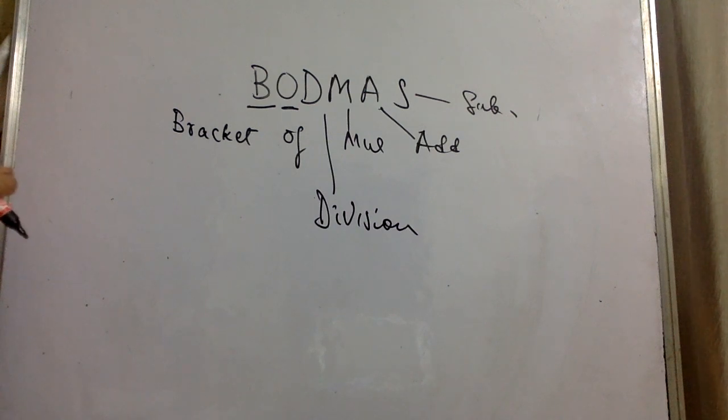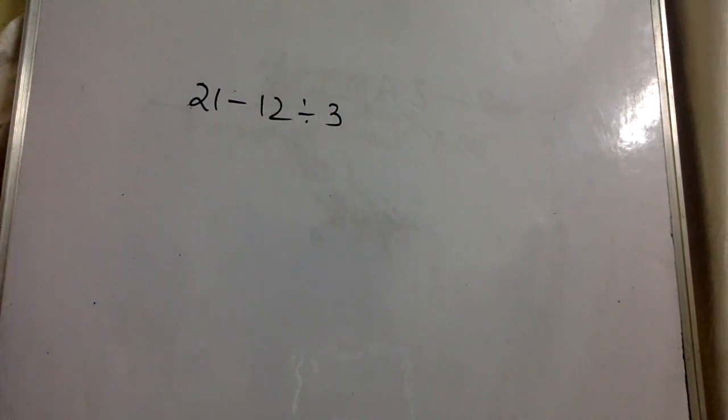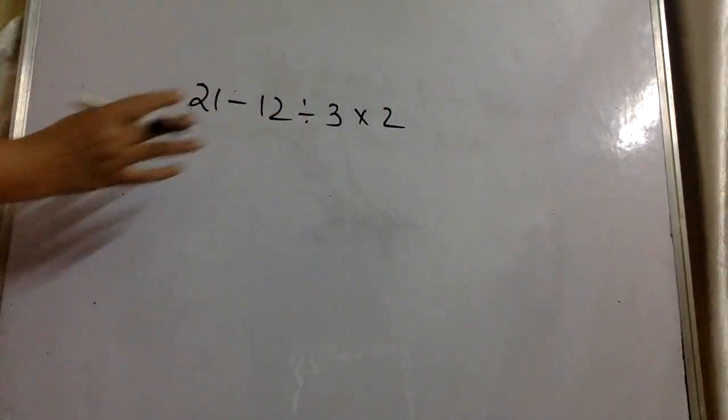Let us take a few examples and we'll know exactly what they mean by this. Let me take the very first example, which is 21 minus 12 divided by 3 into 2. This is how the sum will be given to us.